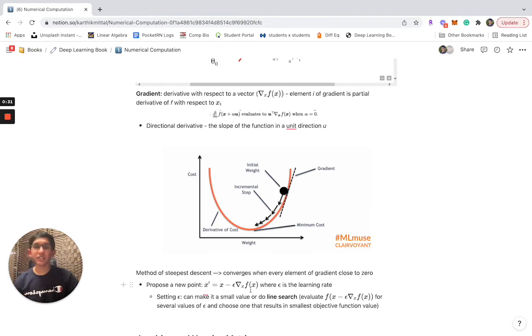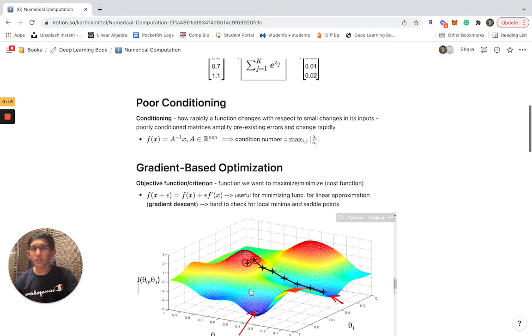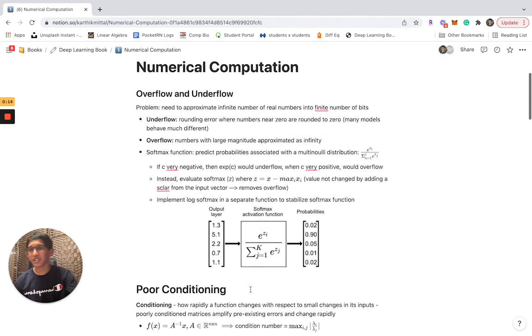There are different ways you can set the learning rate. We can make it a really small value, usually between 10 to the negative 4th and 10 to the negative 2nd. Or we can use a line search, where we evaluate different epsilons, choose several values of epsilon, and find which one leads to the smallest objective function value at the end. So that's a quick overview of gradient-based optimization, poor conditioning, and overflow and underflow.